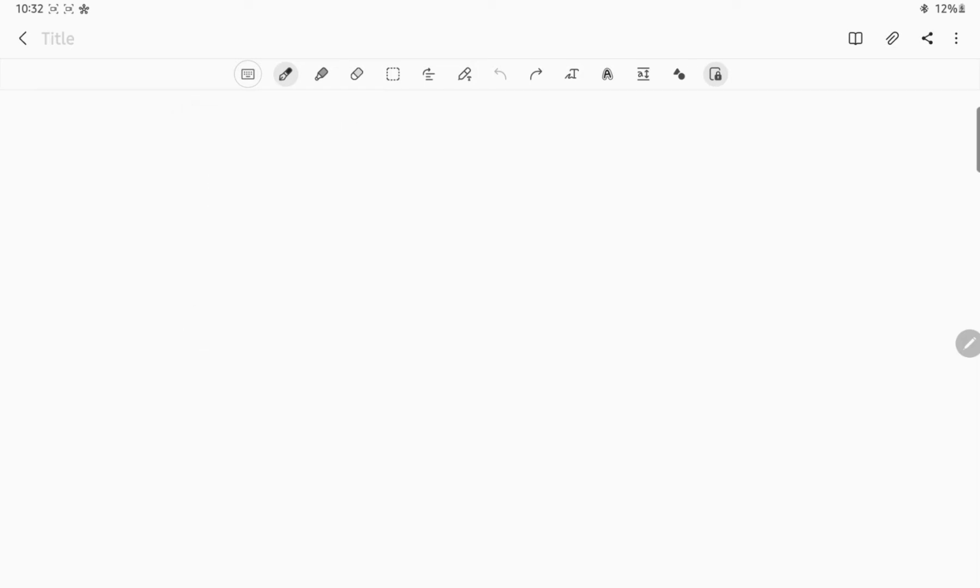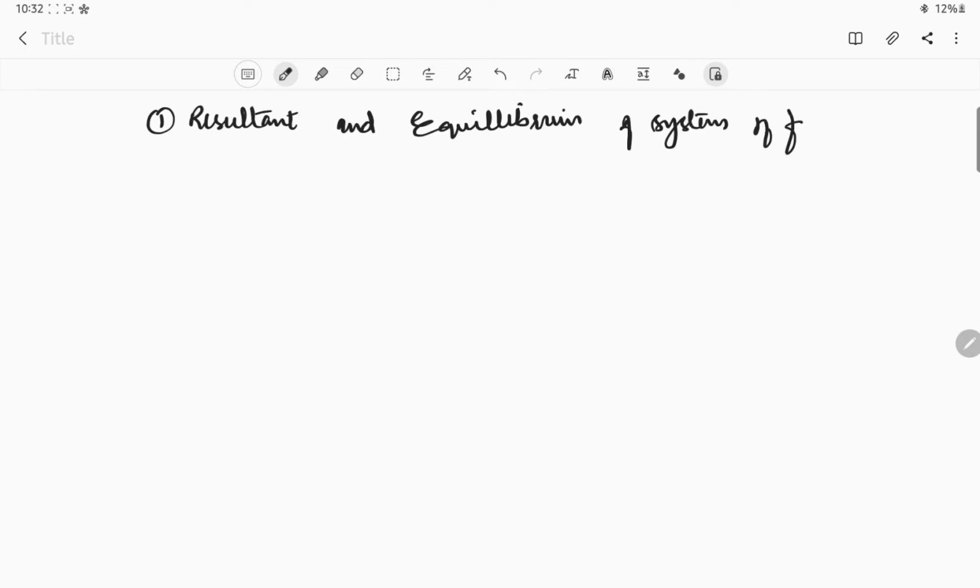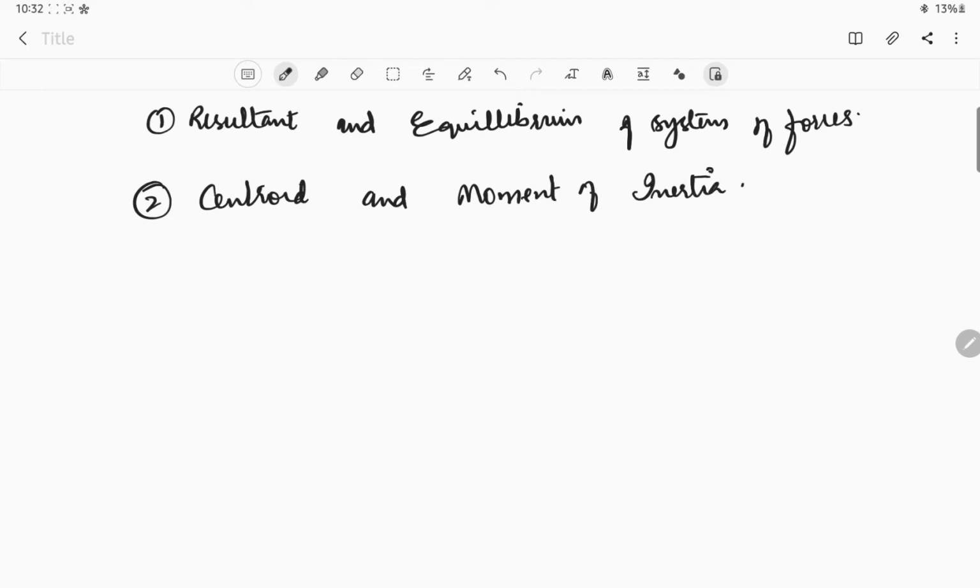So far we have completed 2 units in engineering mechanics. The first unit is resultant and equilibrium of system of forces, isn't it? And the next unit which we have taken is centroid and moment of inertia. All right, so these are the 2 units which we have completed.